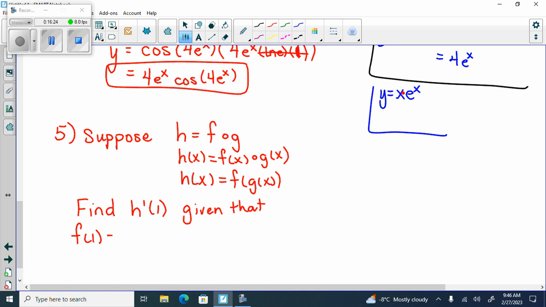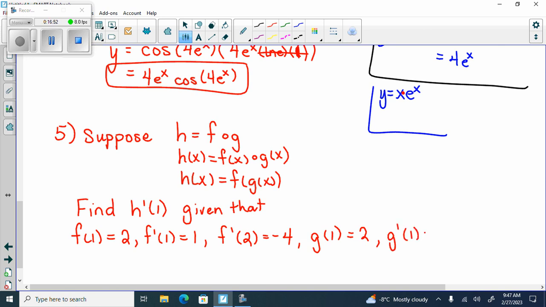f of 1 equals 2, f prime of 1 equals 1, f prime of 2 equals negative 4. g of 1 equals 2. g prime of 1 equals negative 3. g prime of 2 equals 5.